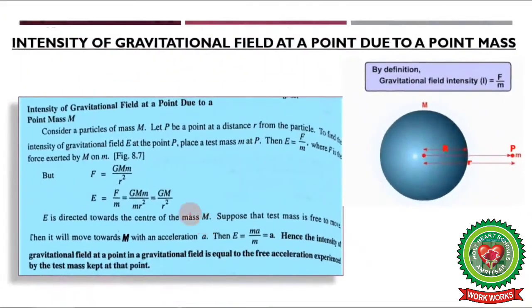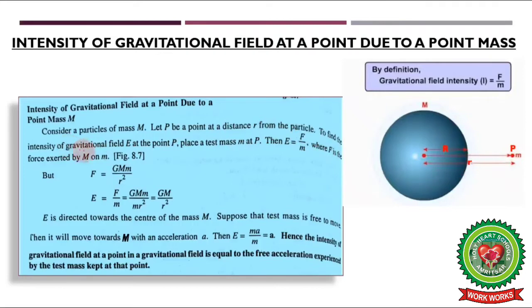So next we will see the intensity of gravitational field at a point due to a point mass. We are going to derive the relation of intensity of gravitational field at a point due to a point mass. Consider a particle of mass M. Here is a particle whose mass is M. Let P be a point at a distance r from the particle. So this is point P, which is r distance away from the particle.